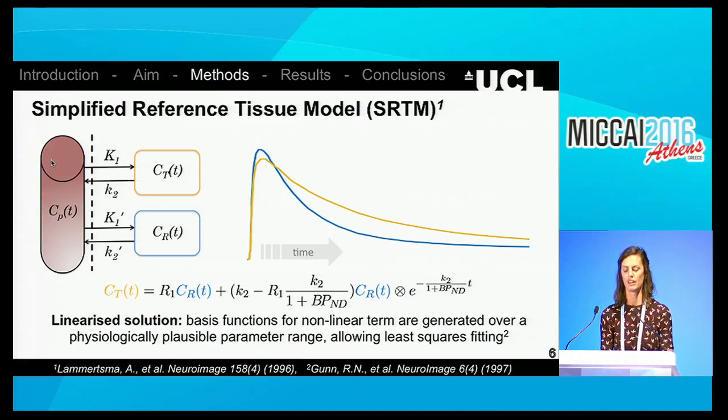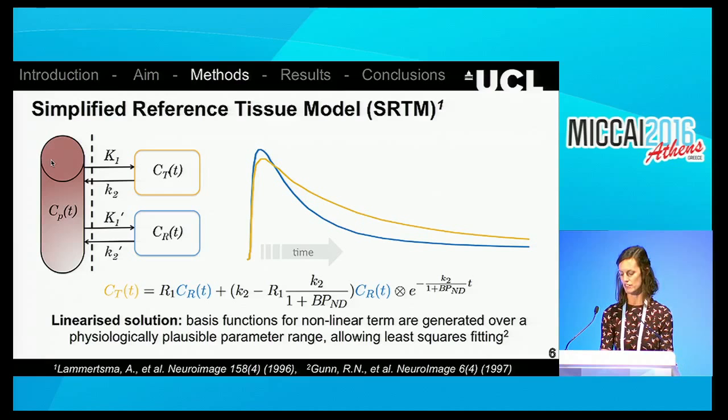Now, from the differential equation set up by this model, we can derive the operational equation shown below. To solve this equation, we can linearize it by generating a set of basis functions based on plausible ranges for the parameters, and then we can do a least squares fitting to get our parameters of interest. So in this model, we have three parameters.